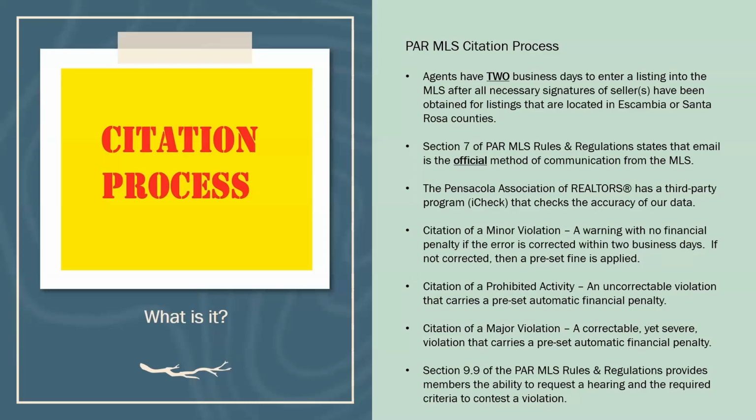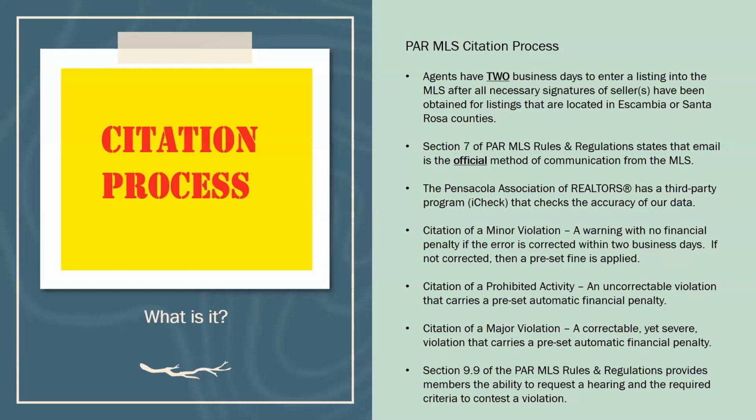Citation of a prohibited activity is an uncorrectable violation that carries a preset automatic fine. So prohibited activities do have an automatic financial penalty assigned to them. A citation of a major violation is correctable in some parts. Some are not correctable, but the majority are. Yet it is severe, so therefore it carries an automatic financial penalty as well. Those are some that are maybe not as accidental as the minor violations. There might have been some intent behind these violations.